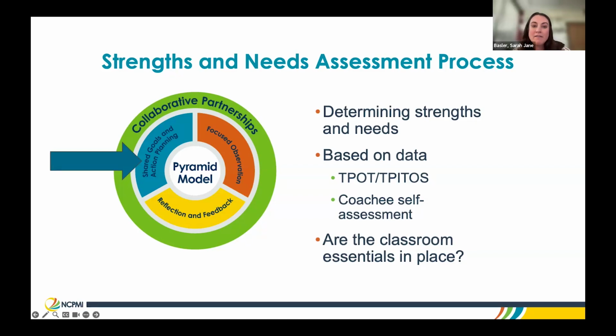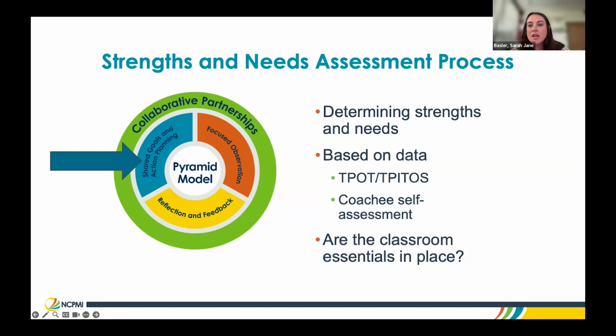We also have the coachee or the teacher that we're working with do a self-assessment and reflect on what practices they think they do well, and what areas they may want a little bit more support around related to the Pyramid Model. And we meet and talk about that before we develop our action plan. And then we think about the supports that they're going to need in order to achieve that goal.